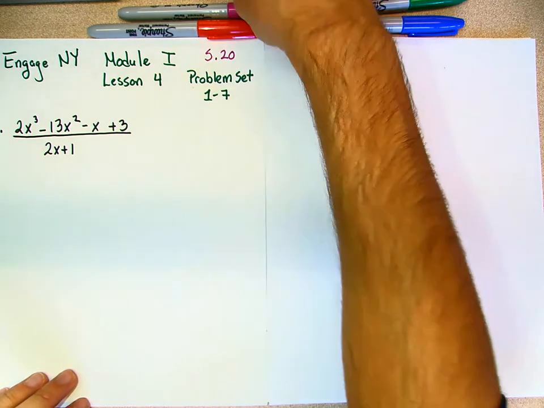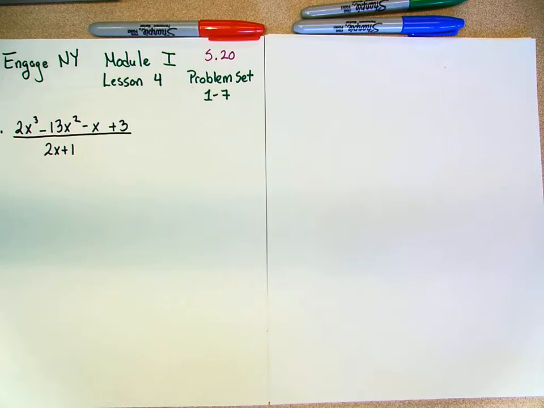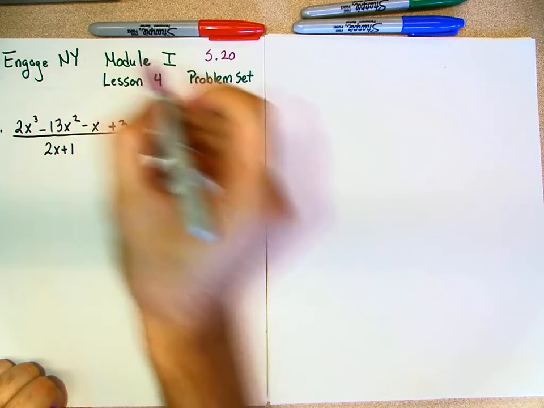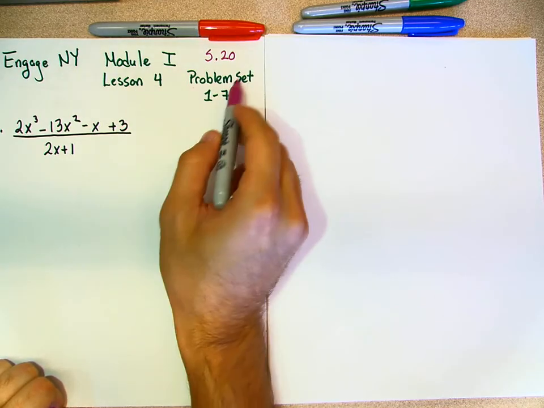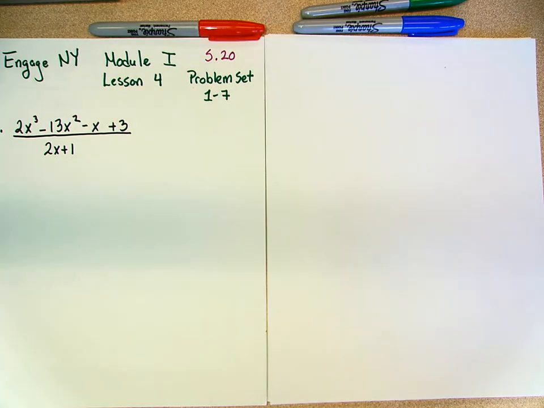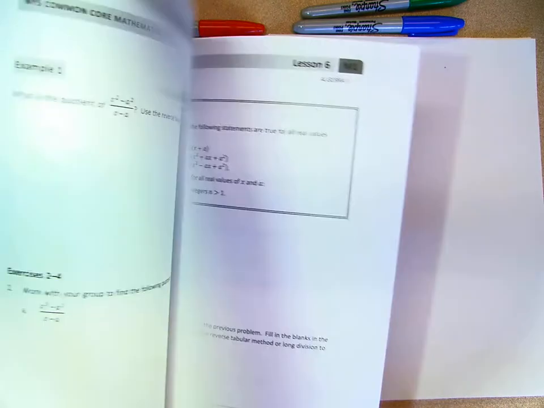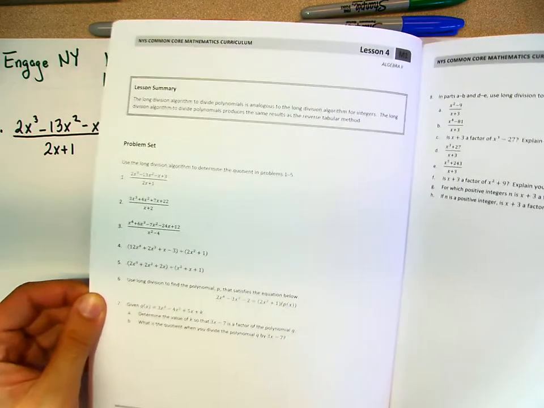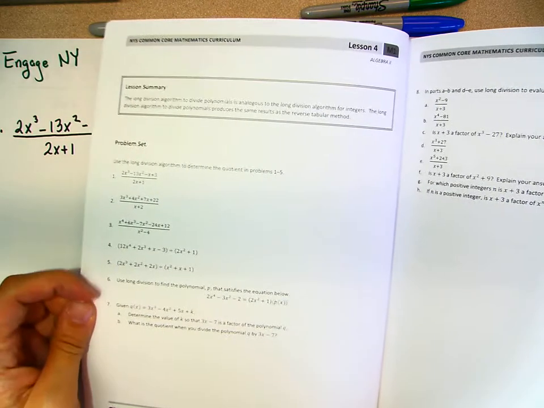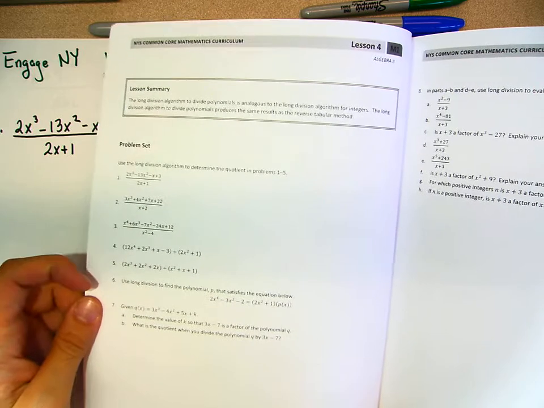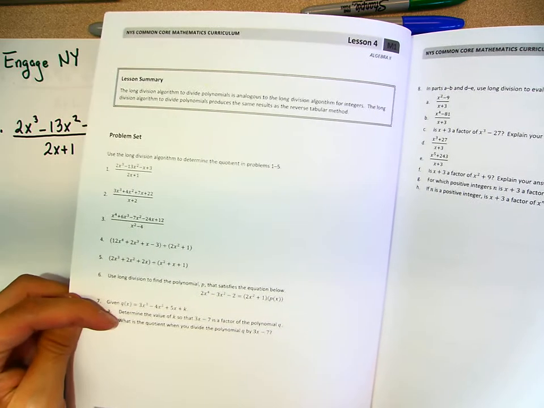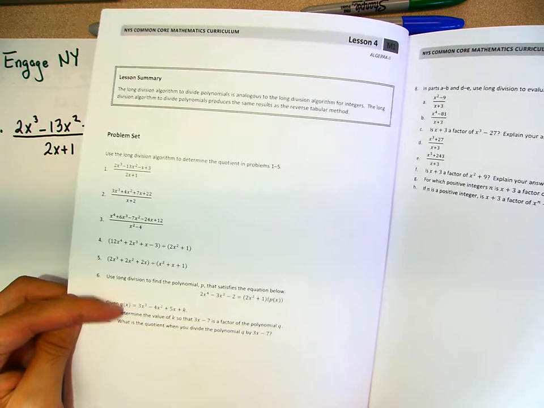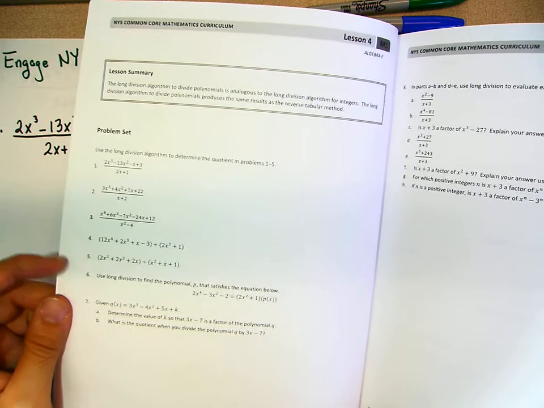All right, welcome everybody. So this is the solutions for Module 1, Lesson 4, the problem set on S.20. It is basically all these questions over here, right? This was your homework to do, 1 to 7. So you just have to divide the polynomials. 7 was a really good question, and I'll explain everything, and 6 isn't as tricky as it looks.